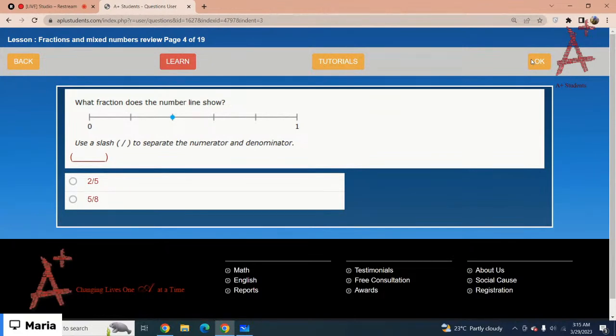What fraction does the number line show? Which is the correct option? 2/5 or 5/8? Yes, that would be 2 over 5.